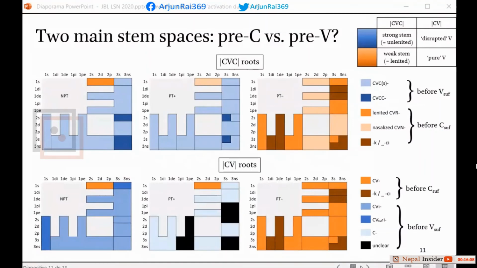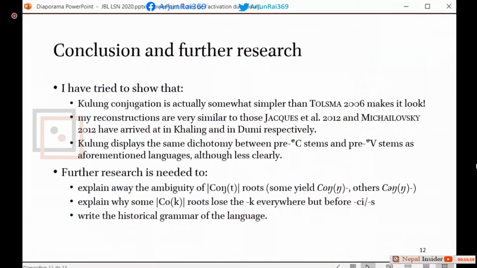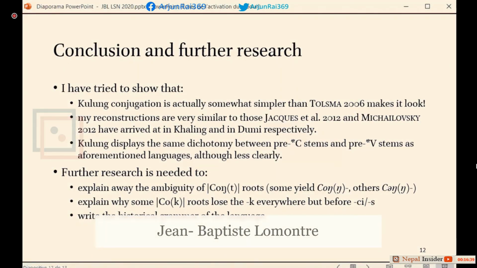So to sum up, I have tried to show that Kulung conjugation is somewhat simpler than Tosma makes it look, and I hope you are convinced of that as well. My reconstructions are very similar to those already arrived at by other scholars working in closely related sister languages, and Kulung displays the same dichotomy as in these languages between originally pre-consonantal stems and originally pre-vocalic stems.